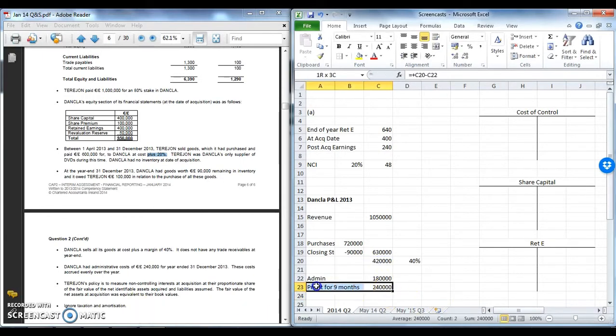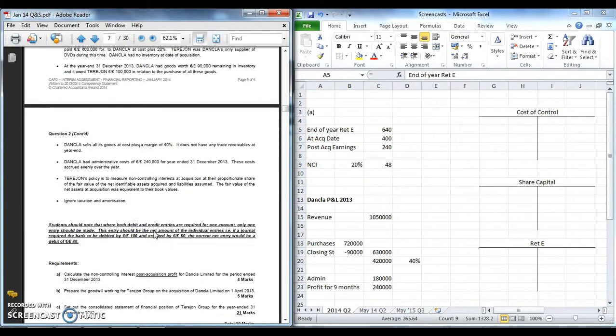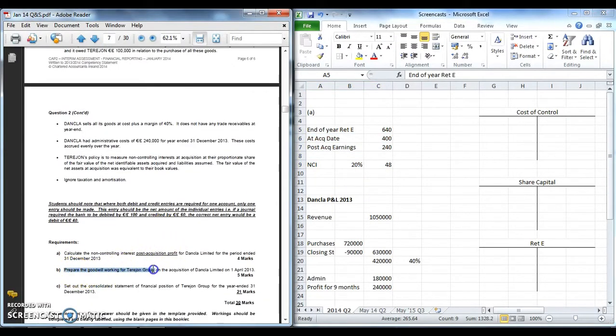And you notice that 240 is the same as the 240 up here. So there's two ways of going about it. The shorthand method, which is here, but students had to realise the relationship between the initial date of acquisition and December time. And then there's the longer way. Either one was acceptable as long as you got down to the NCI's portion. The next question that's asked then is prepare goodwill working for TAC Jan at the acquisition date.